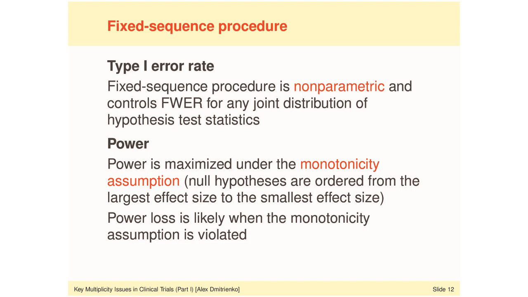This slide provides a summary of the key properties of the fixed sequence procedure. First of all, this procedure controls the family-wise error rate for any joint distribution of hypothesis test statistics, and that should come as no surprise because it's non-parametric. That's a Bonferroni-based procedure, and those procedures are known to provide alpha control for any configuration, any distribution of p-values or test statistics. And so theoretically they could be used anytime and anywhere, not to suggest that this particular procedure should be used very often, and we'll talk about this a little bit later.